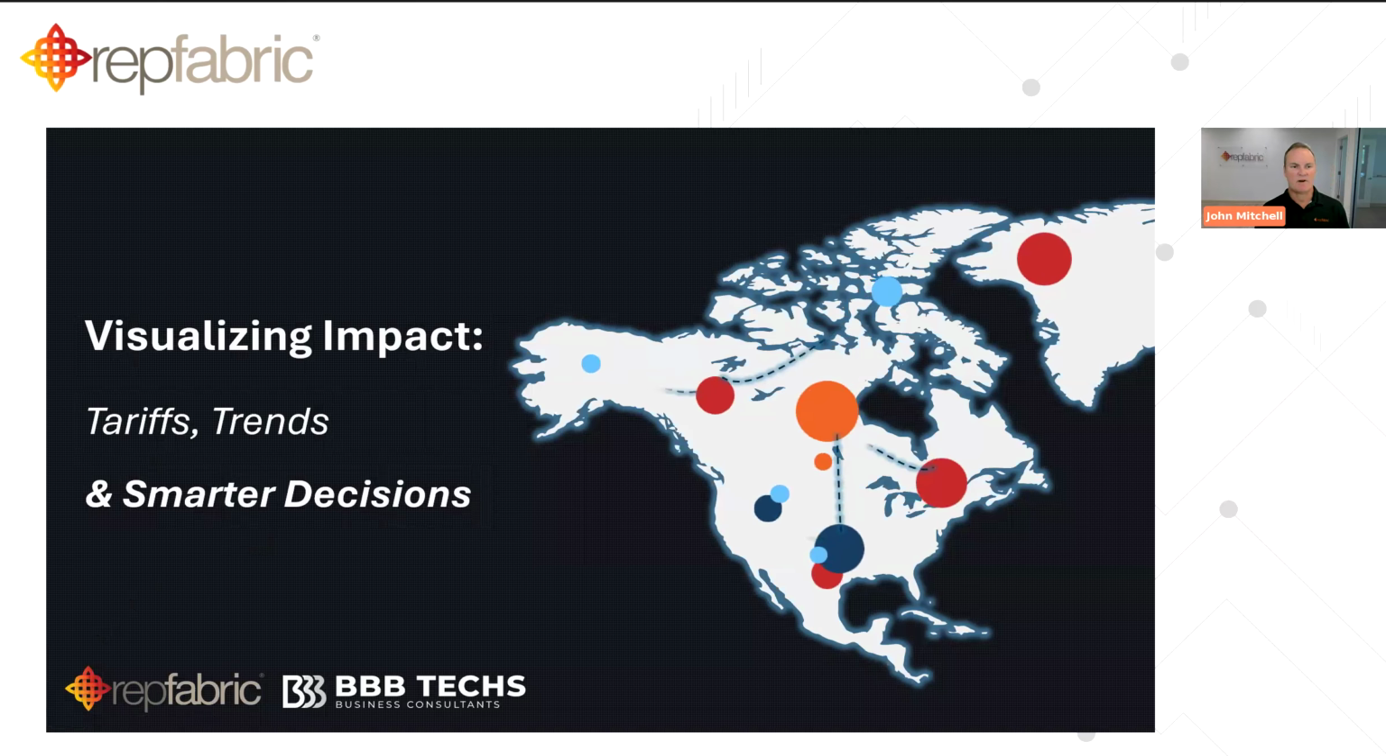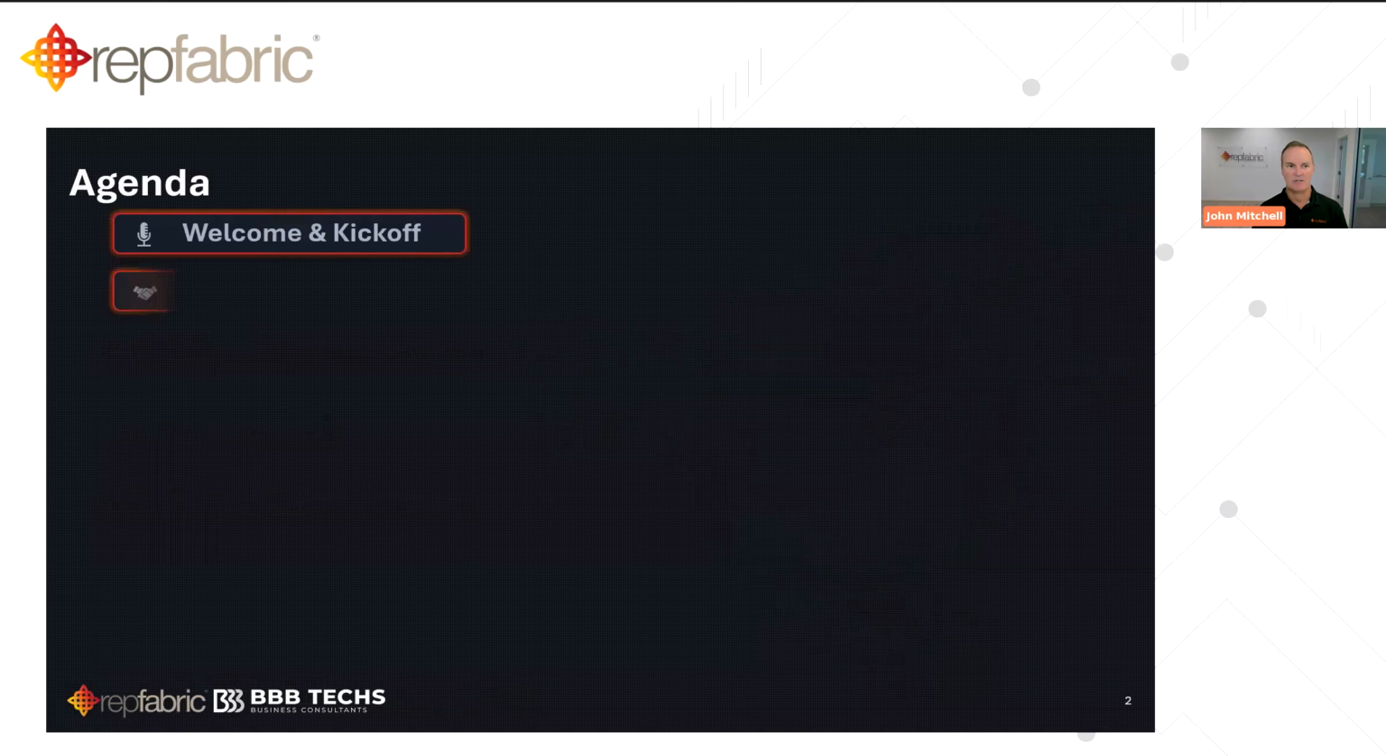So today's webinar is all about using data visualization to track things not only with what you might have in Rep Fabric systems and kind of your view of the world for your business, but also expanding that into much more market-based intelligence as well. And so with us today, we've got BBB Tech, and we are going to talk about tariffs, trends, and smarter decisions and how you go about driving that.